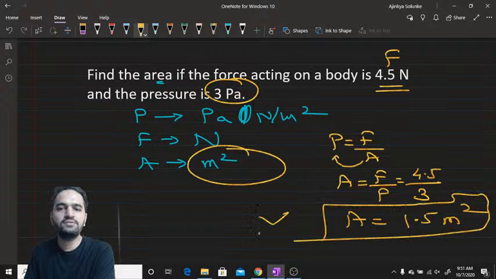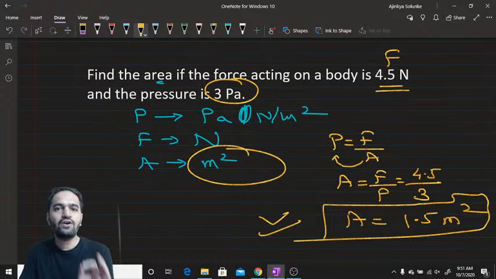So this is very important. The unit should be meter square. If you do not use the correct units, you are going to lose marks in the exam. That's a simple fact.